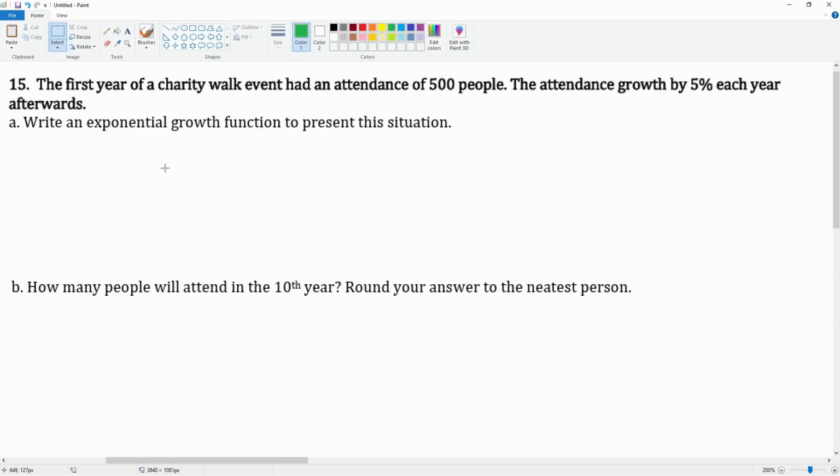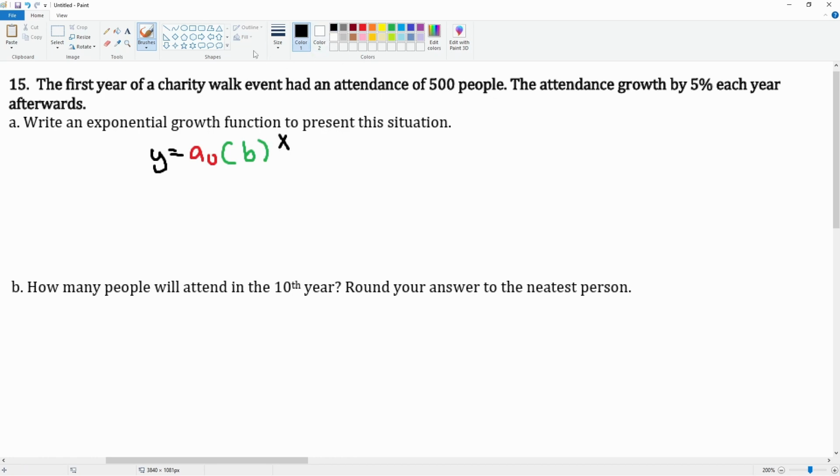All right, let's take a look at number 15. The first year of a charity walk has attendance of 500 people. Then it grows at 5% each year. You're writing an exponential function. Remember the exponential function? y = a₀(b)^x.